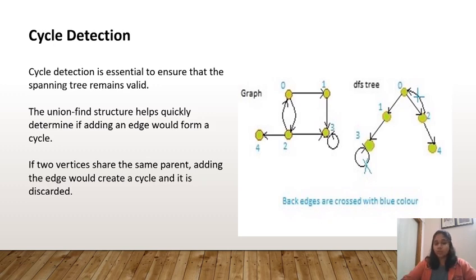So as I show in the image, let me explain it. Cycle detection is essential to ensure that the spanning tree remains valid. The union find structure helps quickly determine if adding an edge would form a cycle. If two vertices share the same parent, adding the edge would create a cycle and it is discarded. So here they have explained that if two vertices join and form a circle, it will start deleting the node which formed the circle last.